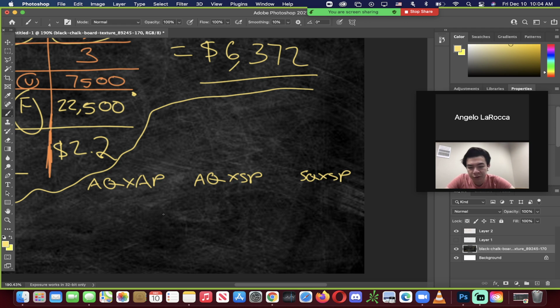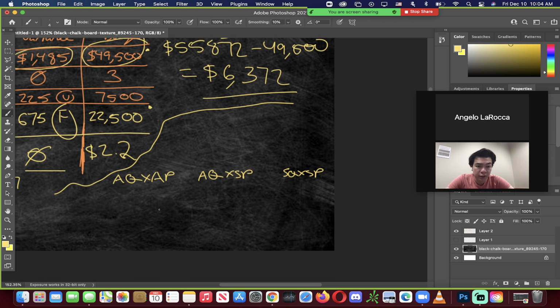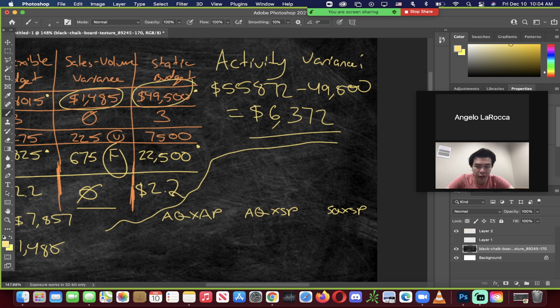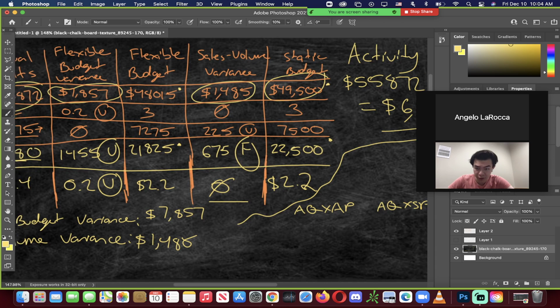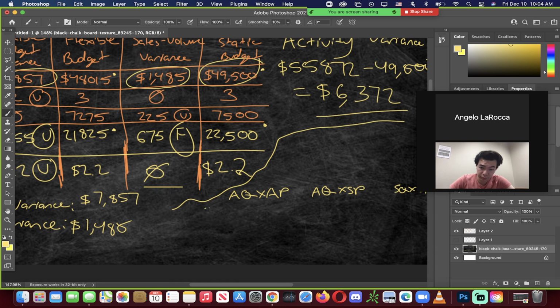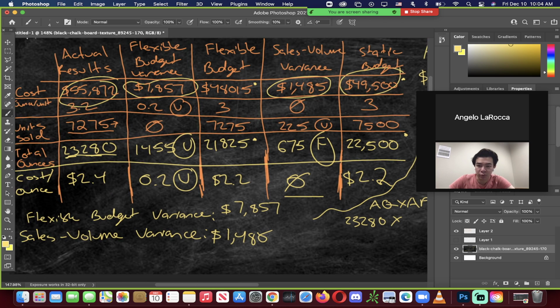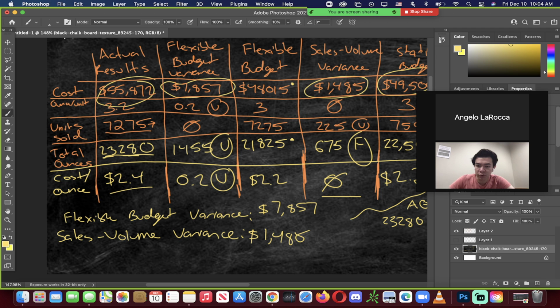We look at that and see, okay, what is our actual quantity? So we go over here and we look, okay, actual quantity, that's going to be our ounces, right? Our total ounces right here. So I'm going to pull this number right here, and we're going to multiply it by the actual price. And we see the price per ounce is $2.4.